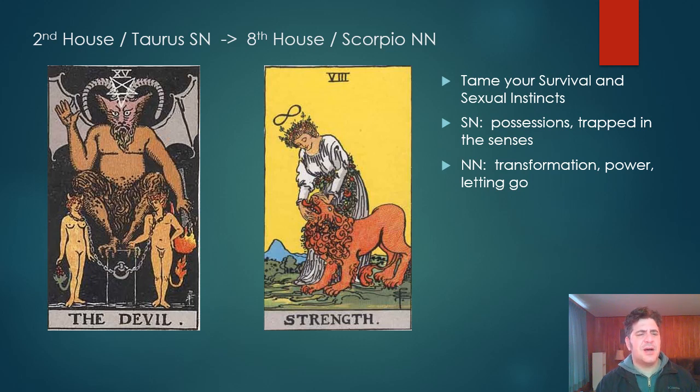So a south node in the second house or Taurus transitioning to an eighth house or Scorpio north node. That's where you learn to tame your survival and sexual instincts. The south node is about possessions. Taurus is the sign of wealth and possessions, as well as the second house. So also being trapped in the senses, whereas the eighth house in Scorpio is about transformation, power, and letting go. Also shared wealth, or being resourceful with what you have instead of trying to accumulate more and more.